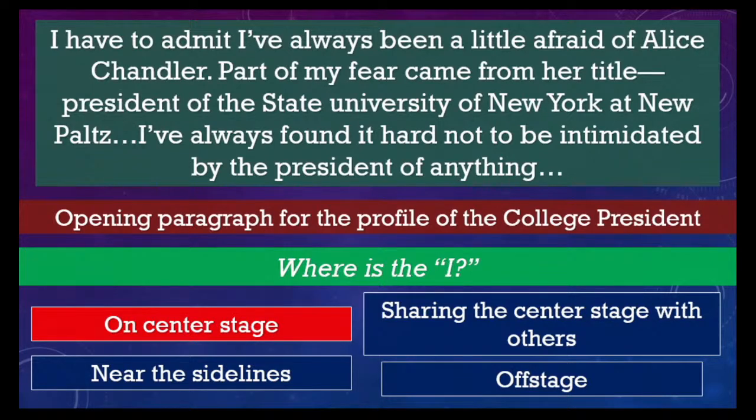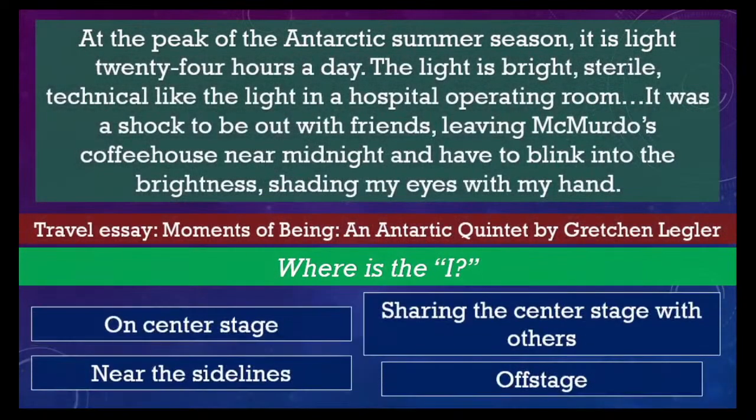Let's see another example. This comes from a travel essay entitled Moments of Being: An Antarctic Quintet by Gretchen Legler. Let's read. At the peak of the Antarctic summer season, it's light 24 hours a day. The light is bright, sterile, technical, like the light in the hospital operating room. It was a shock to be out with friends, leaving McMurdo's coffee house near midnight and have to blink into the brightness, shading my eyes with my hand.